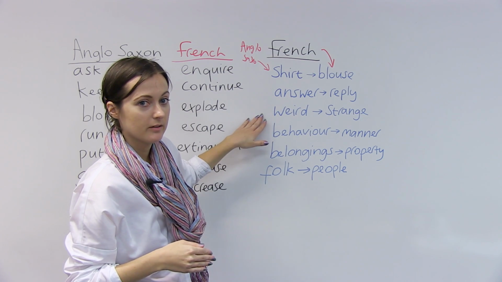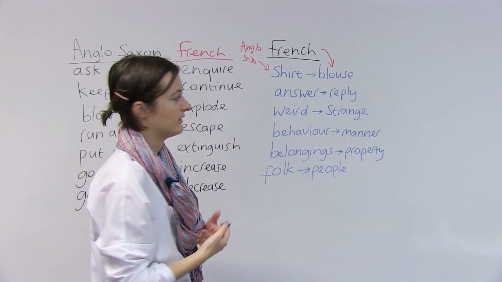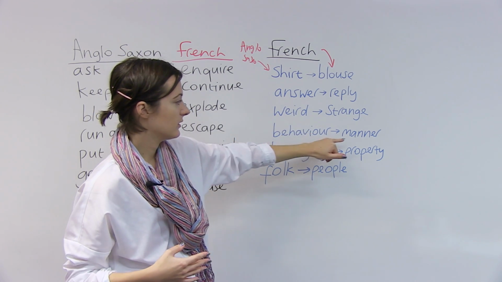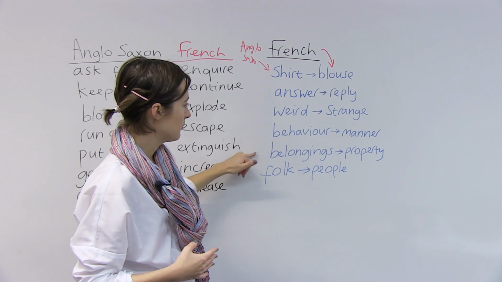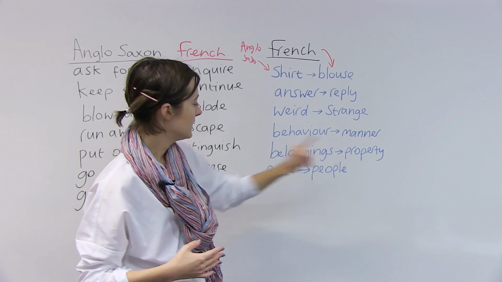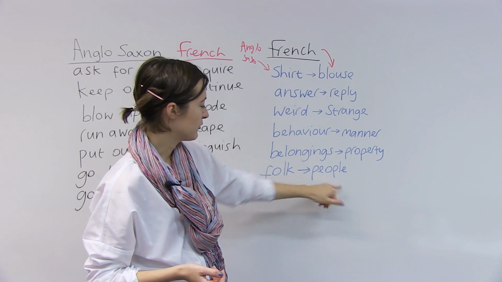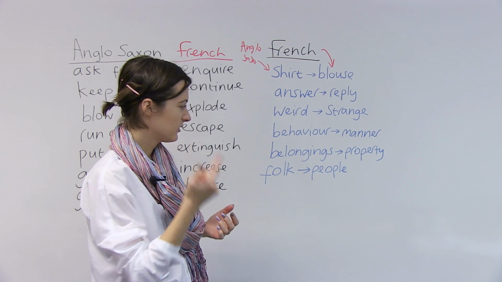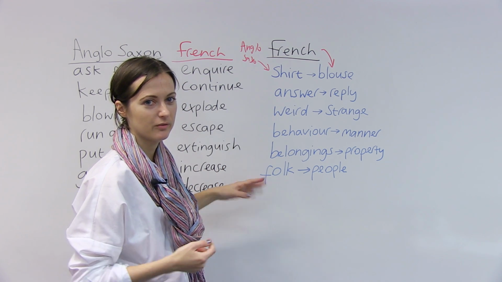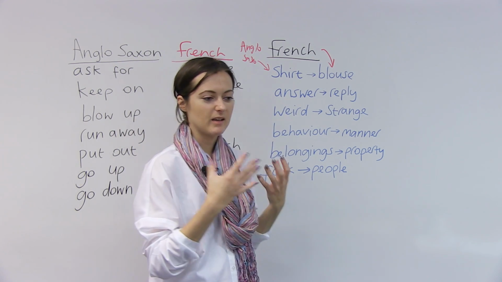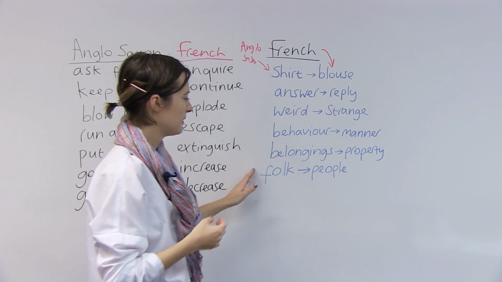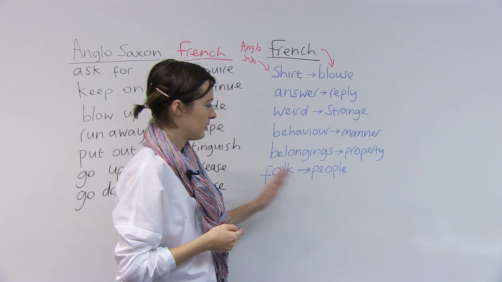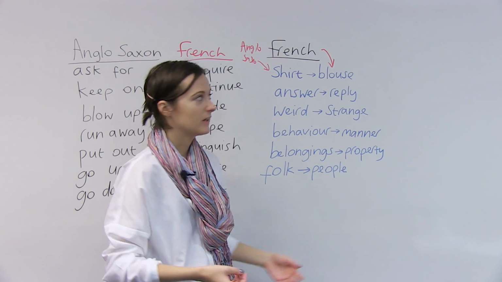The Anglo-Saxon word is weird, but the French origin word is strange. We talk about behaviour in Anglo-Saxon, but in French it's manner. Belongings become property, and folk become people. Folk's one of my favourite words. It's so simple, and it's just one syllable as well. It's a really good example of just Anglo-Saxon clarity in sound, and also being, if this makes sense to you, kind of just sharp words. Folk, and people is a bit longer.